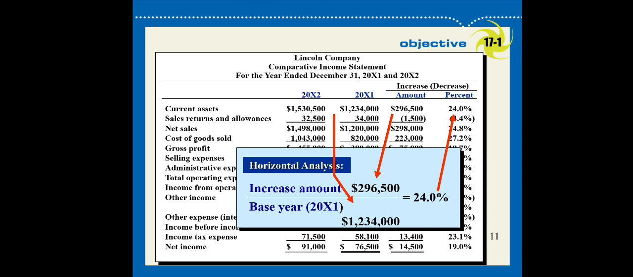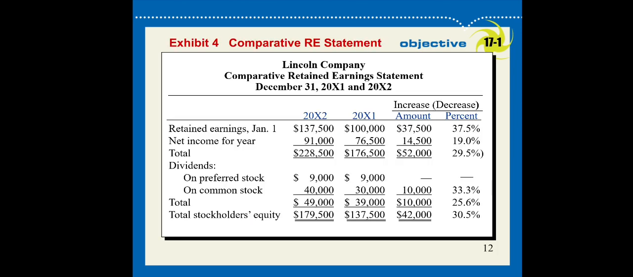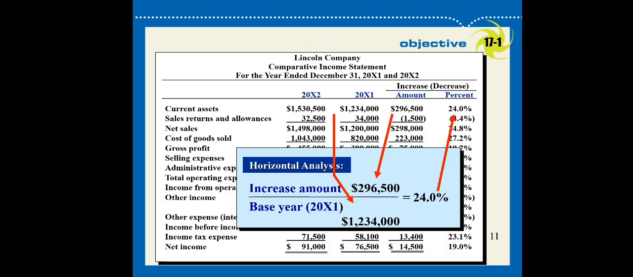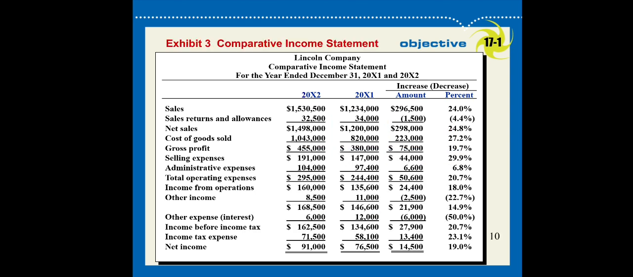1,234,000. So the percentage increase is 24%. For every item, you have to do the same thing. For the second item, you have to do the same thing. So you have to prepare the column number 4 and 5. Okay, now after you have prepared the column 4 and 5, now you learn how to interpret the data.